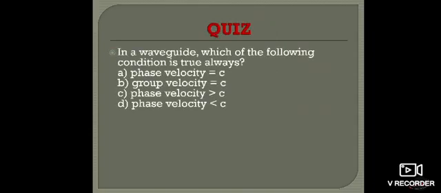We have a quiz. The first question is: in a waveguide, which of the following conditions is true? The first option is phase velocity equals c, the second is group velocity equals c, the third is phase velocity is greater than c, and the last option is phase velocity is less than c. So please note this question.